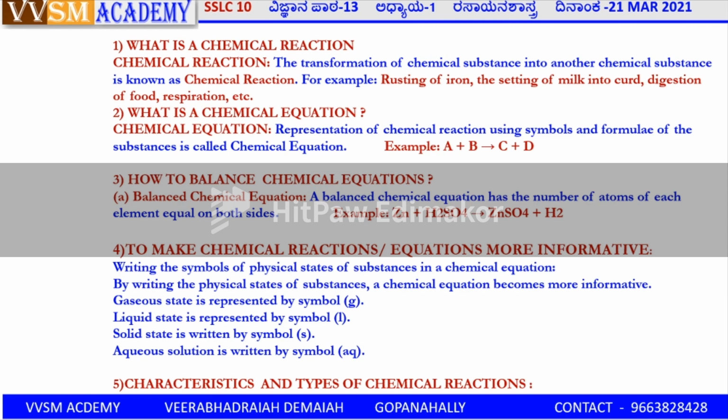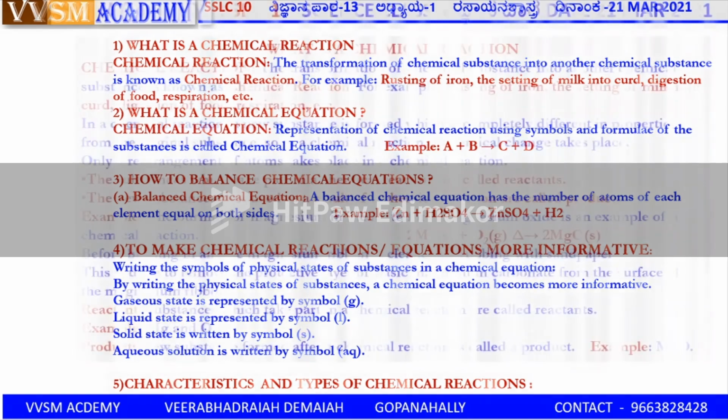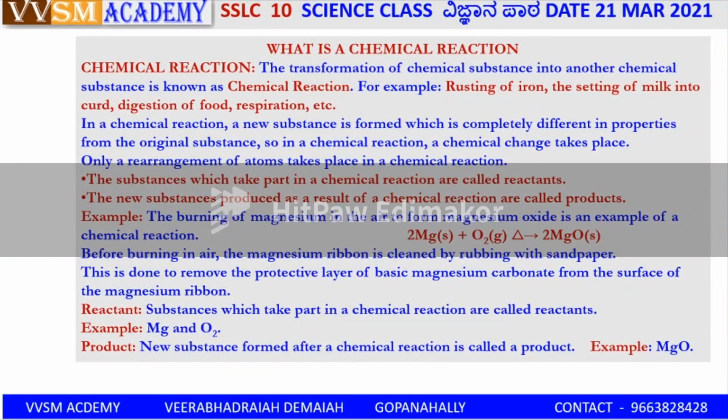Characteristics and types of chemical reactions are also very important to know in this class. Well, friends, the transformation of a chemical substance into another chemical substance is known as a chemical reaction, as I told you. The substances which take part in the chemical reaction are called reactants, and the new substances produced as a result of the chemical reaction are called products.